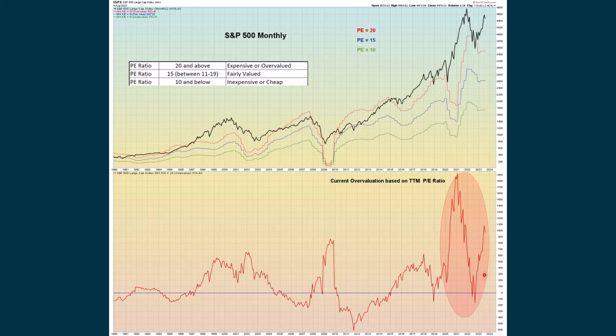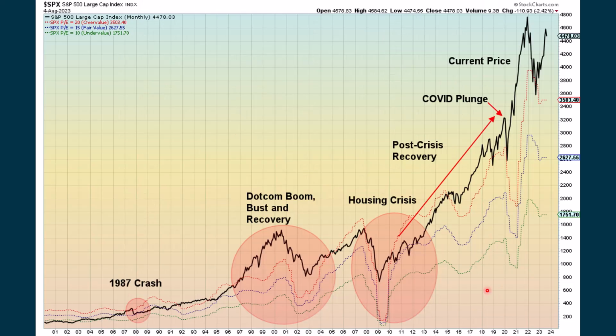When we're above zero, that means we're expensive. When we drop below zero, now we're coming down to be more fairly valued. Looking right now, even though we did decline this past week, the market is still considered expensive on a historical basis. We can also look at this going all the way back to 1980 and different events that have happened along the way and compare what the PE ratios were during that time.